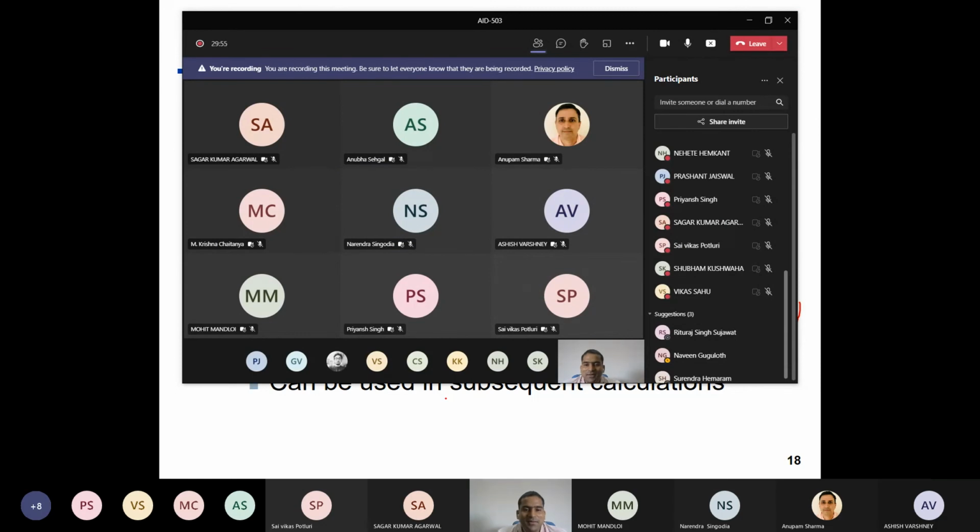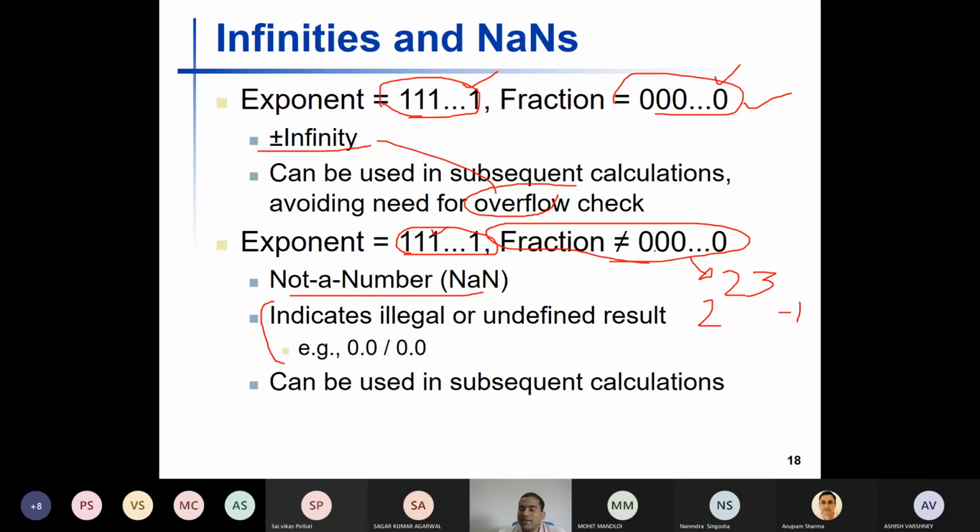Permutation combination is very, very fundamental mathematics. We have 23 bits, so those 23 bits can take 2 raised to the power 23 combinations, out of which one is not possible because it is for infinity. So 2 raised to the power 23 minus 1. So we have so many representations of NaN.